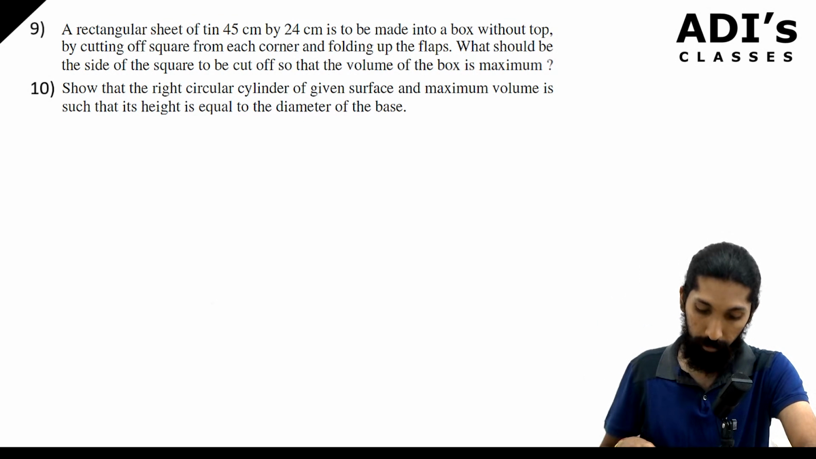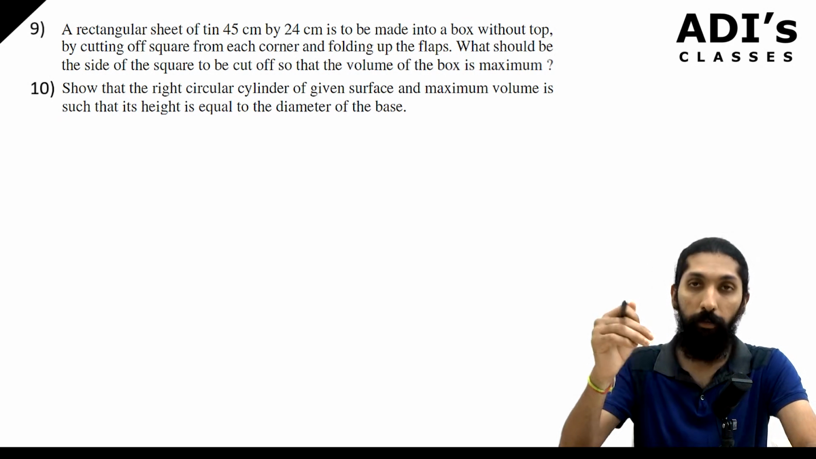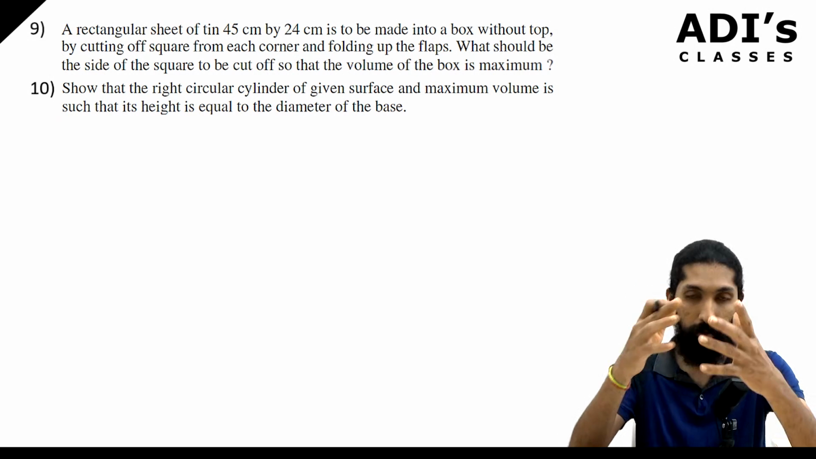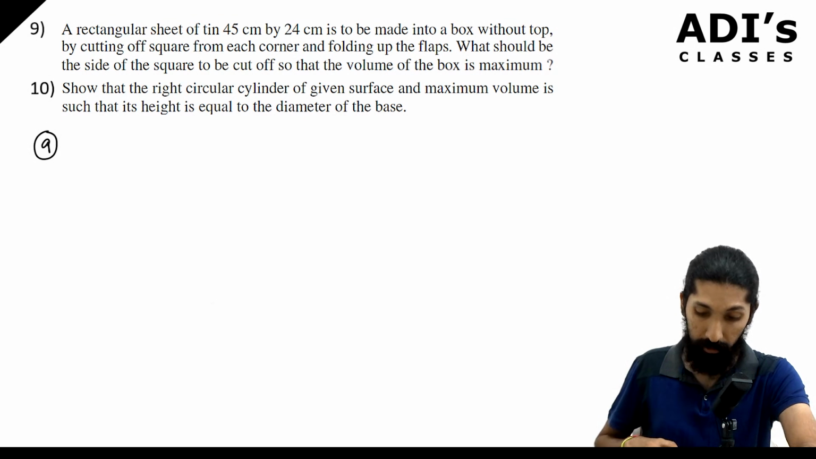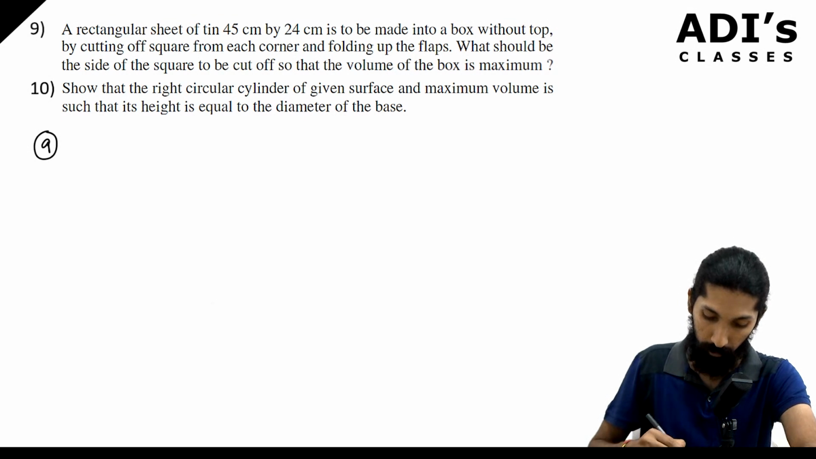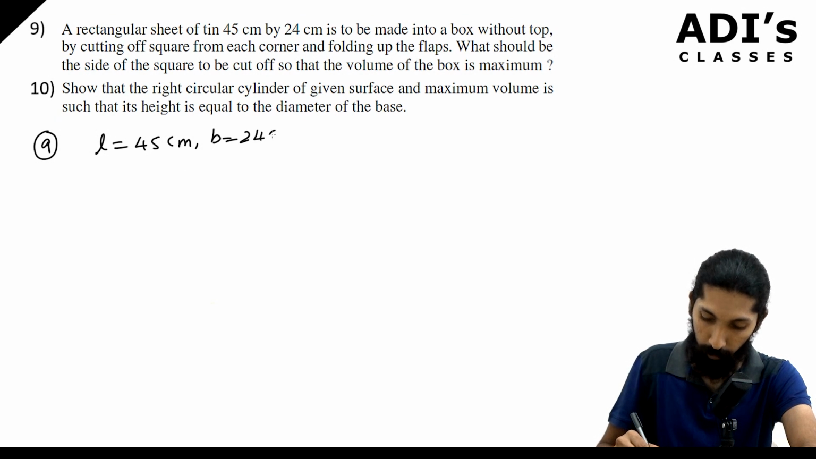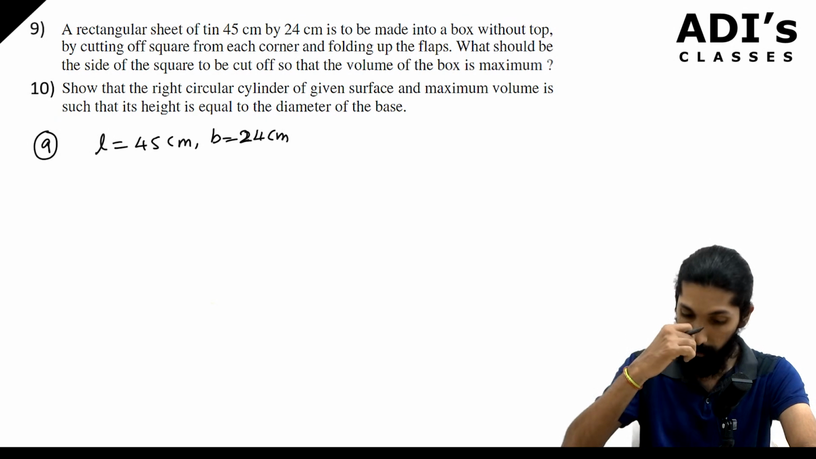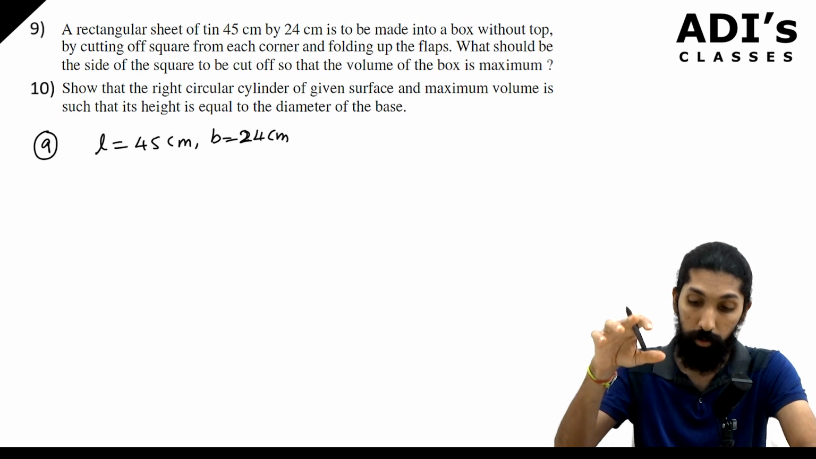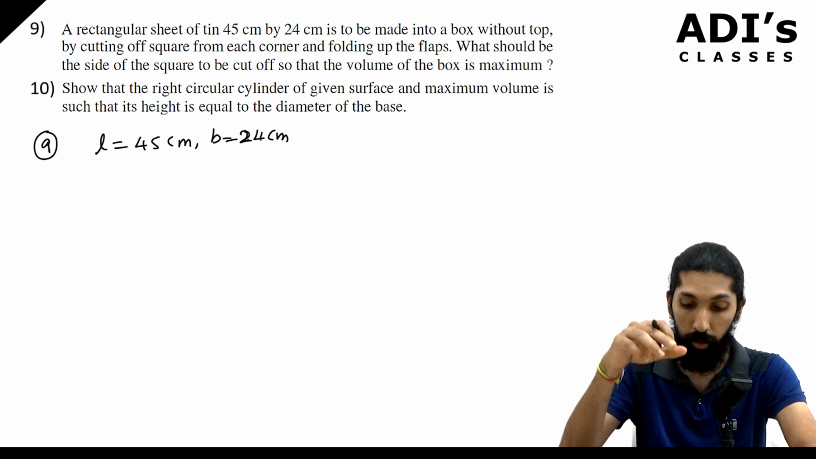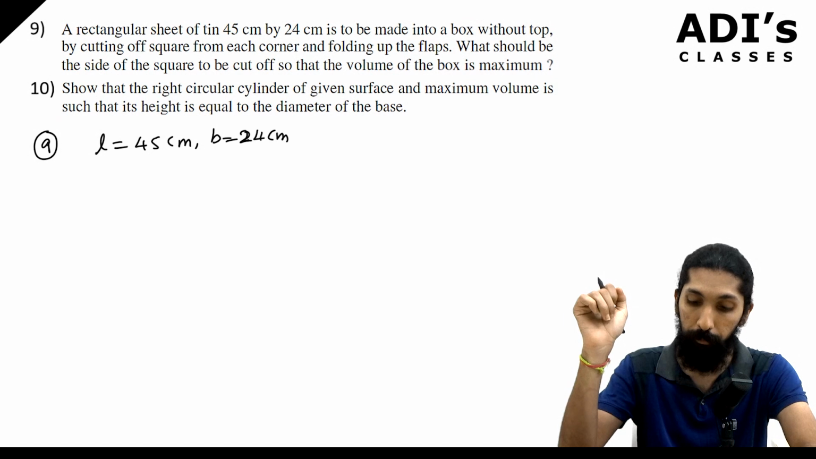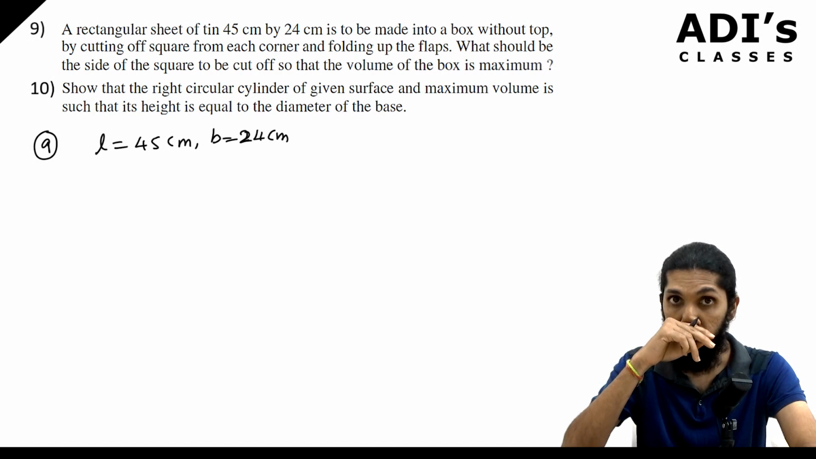Alright, see here, you have a rectangular sheet of tin. Let's do this one. You have the length and the breadth, correct? The length is 45 centimeter and the breadth is 24 centimeter. Now, this is made into a box without top, correct? By cutting off square from each corner and folding up the flaps, right?